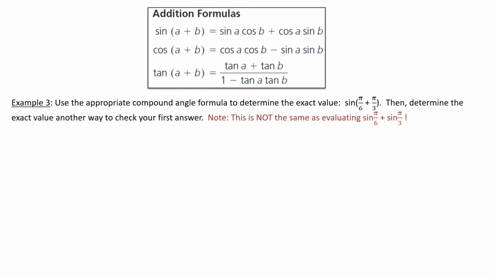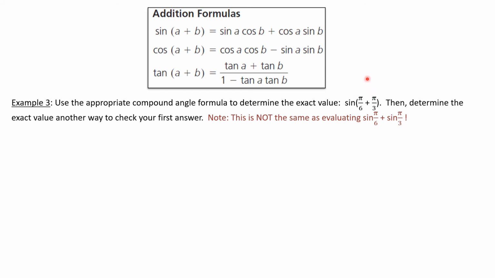So now we can find something like 5 pi over 12 by adding two numbers instead of subtracting. Or our original question was a pi over 12, so we can now add angles. Use the appropriate compound angle formula to determine the exact value here. Then determine the exact value another way and check your first answer. Remember, this is not the same thing as just distributing the sine and finding sine of pi over 6 and sine of pi over 3.